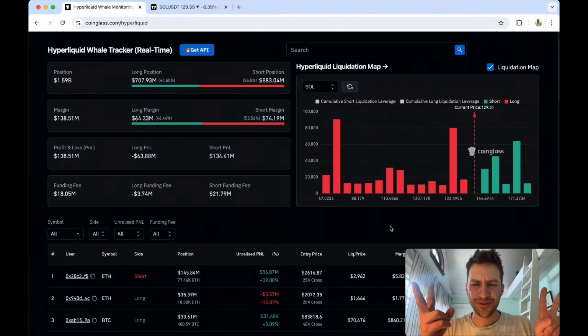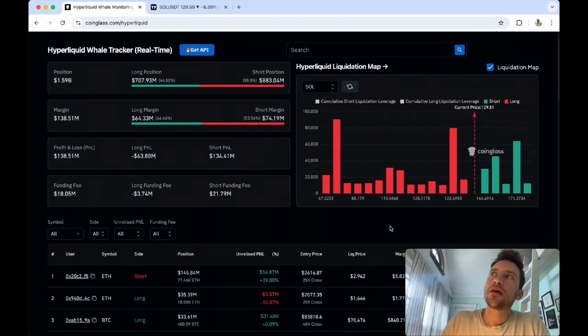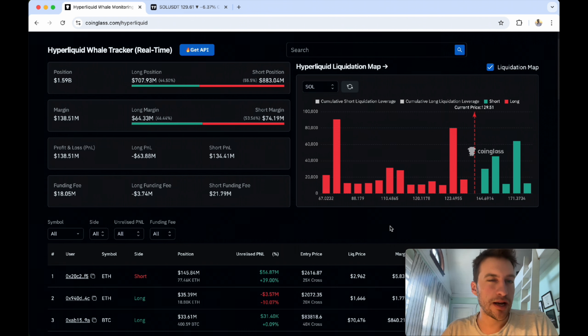I put up my fingers twice, I don't know why. There's two things you can do. The first thing you can do is a magnetization strategy. That's essentially taking profit when they get liquidated and targeting their liquidation.